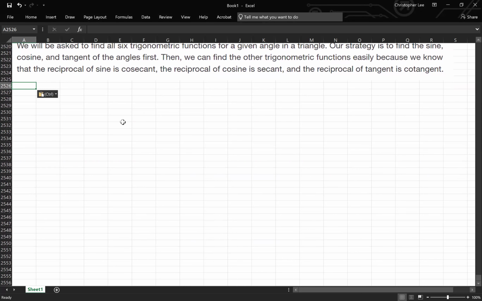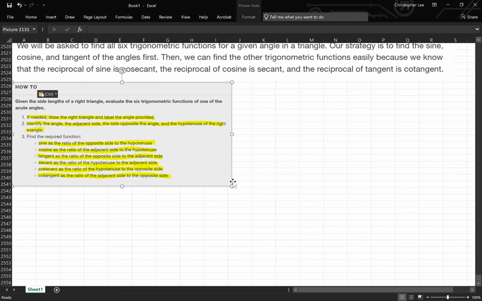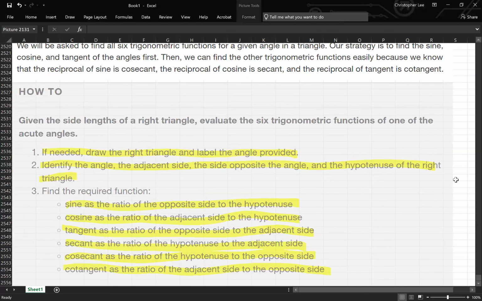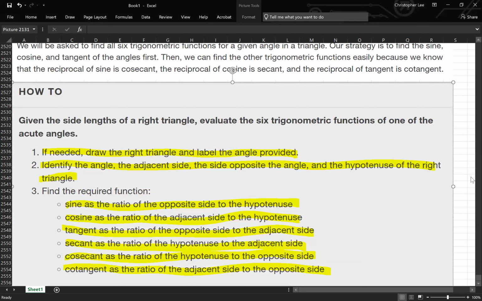But I know you want to hear it again, so I got you. Let me give you a little how-to. Given the side lengths of the right triangle, we want to evaluate the 6 trigonometric functions of one of the acute angles. Here's how you do it.